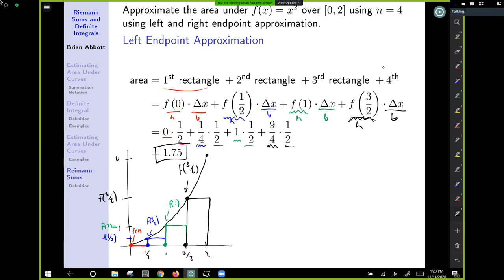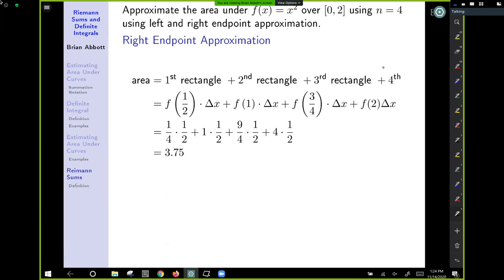So let's do this again a little bit faster. This time we're going to use, okay, I should do one last thing on this slide to make it real pretty. Second rectangle is blue, third rectangle is green, fourth rectangle is black. Doing that at the beginning probably would have been better. Again, with right endpoints.